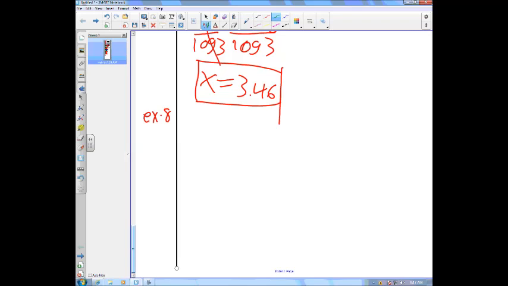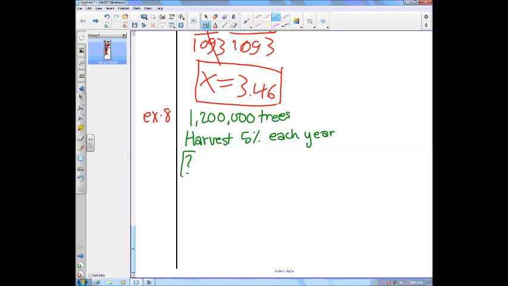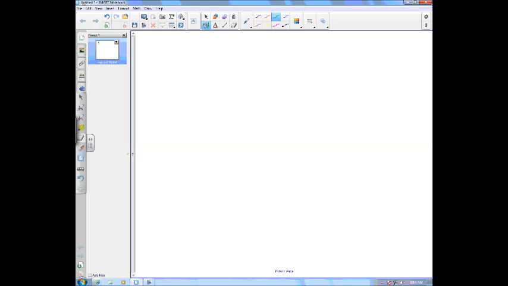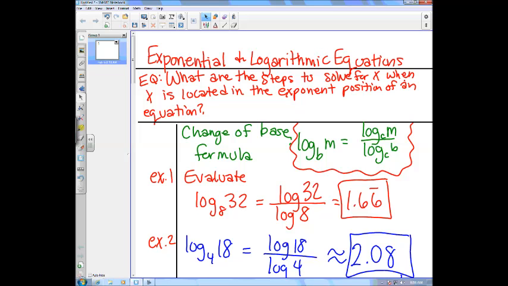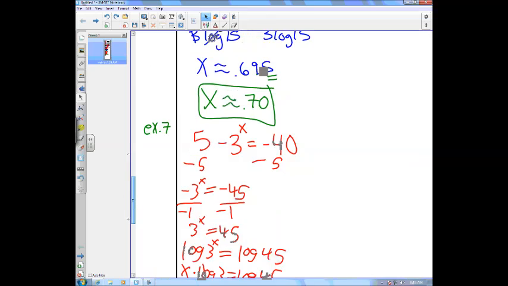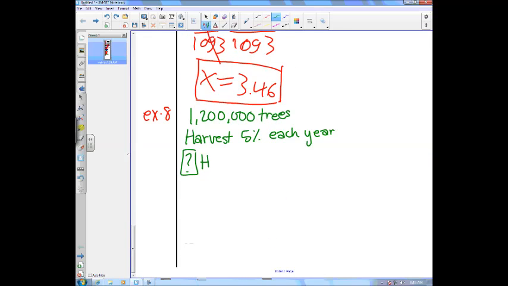So, things that were important. Tyler: 1,200,000 trees at the lumber company. Yep. Danny: harvest 5%. We're going to harvest 5%, and how often? Each year. There's one other thing. Amy: the question, how many years to harvest, and what was that fraction? Half. Thanks, Amy, for saving the day. How many years to harvest half?